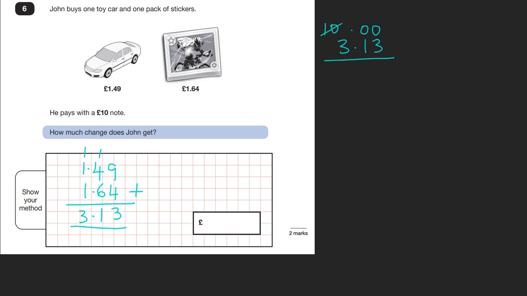So 10 goes into 9 and this becomes a 10. 10 take away 3 is 7. 9 take away 1 is 8. 9 take away 3 is 6. £6.87 is the correct answer.